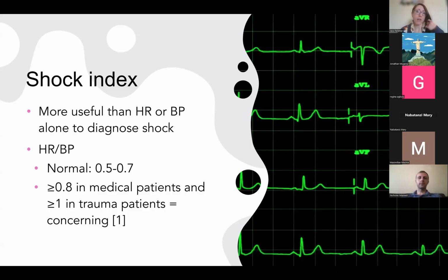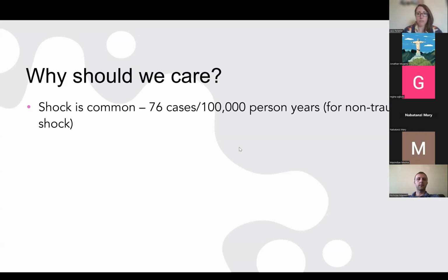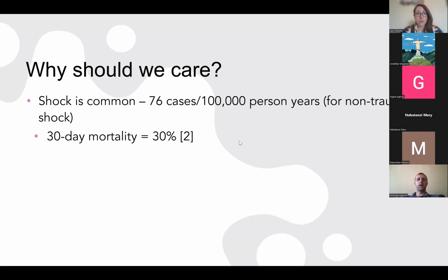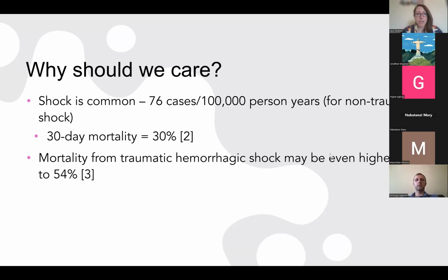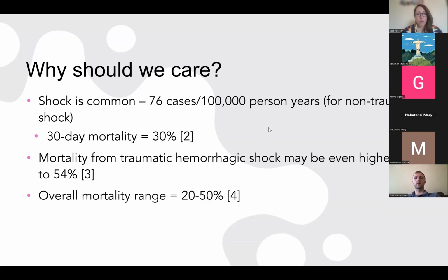Great question. So shock is pretty common. This is seen on a pretty much daily basis in a lot of our emergency departments. And the 30-day mortality is huge. So 30% of these patients die by 1 month. And the mortality from hemorrhagic shock may be even worse. But again, we're not going to talk about traumatic hemorrhagic shock today. Overall mortality range is up to 50%.